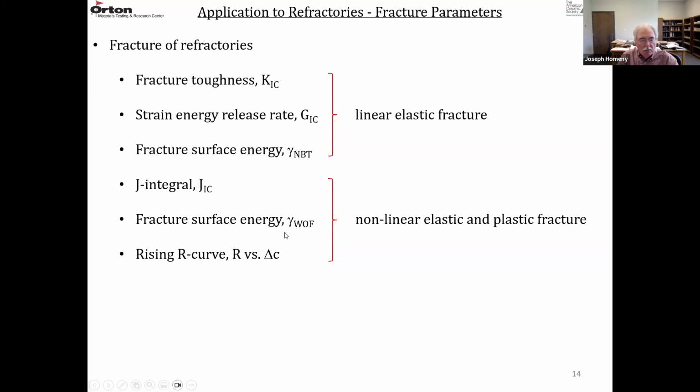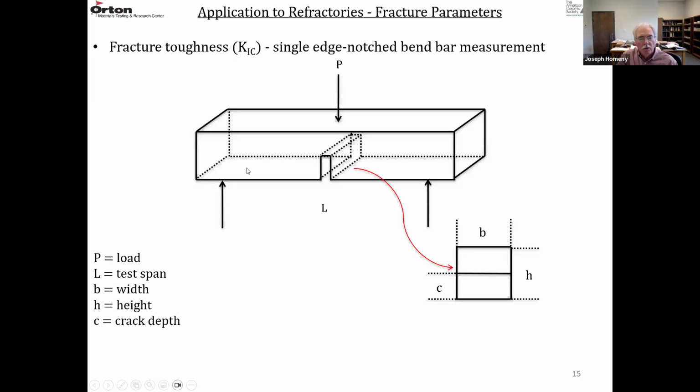The most common measurement, the easiest measurement, is gamma WOF. So that's a pretty easy measurement. People rarely use J1C or rising R-curves because it's a lot more effort to make those measurements. So I showed this simple single edge notch beam bend bar to measure fracture toughness.